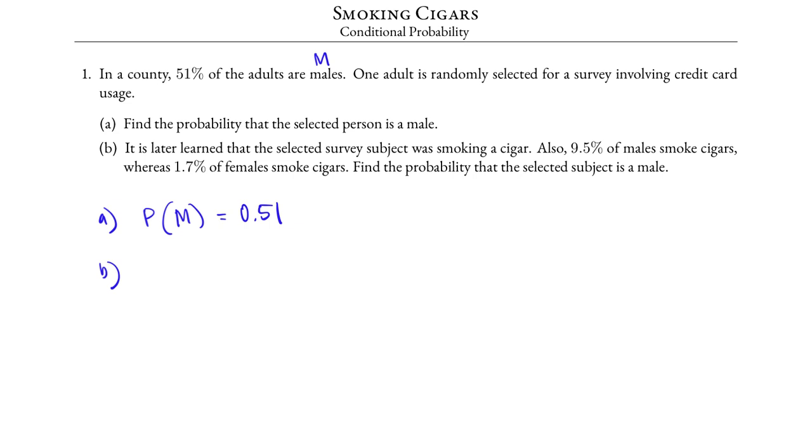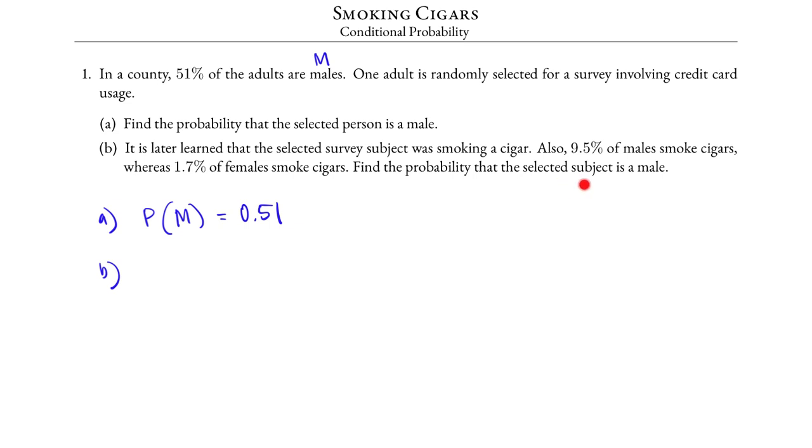Part B. It is later learned that the selected survey subject was smoking a cigar, so we know something about this selected subject. Also, 9.5% of males smoke cigars, whereas 1.7% of females smoke cigars. Find the probability that the selected subject is a male.